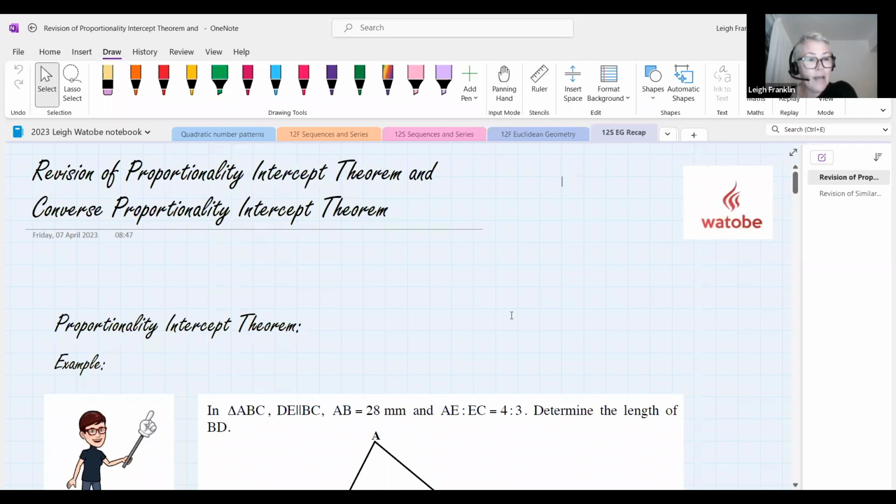We have already done a course on the proportionality intercept theorem. I have not talked about the converse of the proportionality intercept theorem with you, but I wanted to mention that to you today, so that when we do start doing revision for our June exams, I've covered both of these with you. So that's really the focus today. It's just the revision of the proportionality intercept theorem, and then our focus, I'm hoping, will be on the converse.